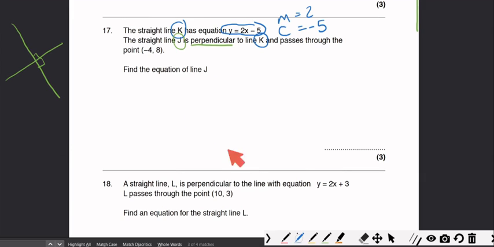And J also happens to pass through -4 and 8. Right? That is not the y-intercept, and I've explained why that's not the y-intercept in a previous video. That coordinate does not even lie on the y-axis. So if any line passes through this point here, it would not be the y-intercept. Find the equation of line J.